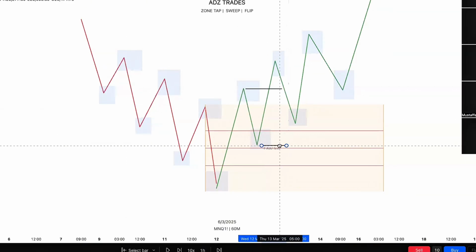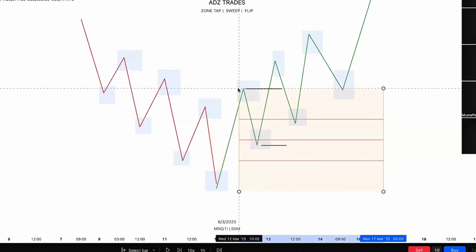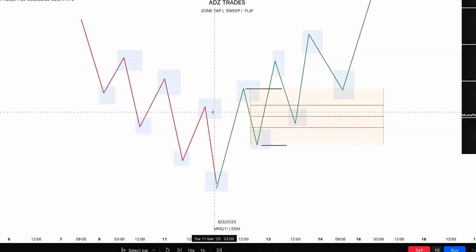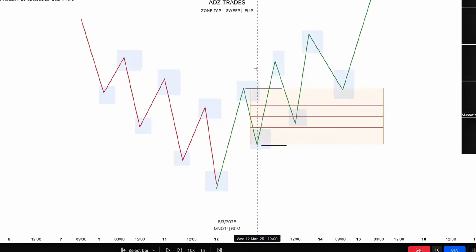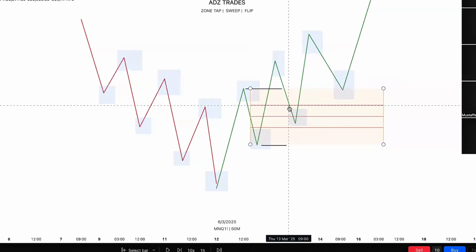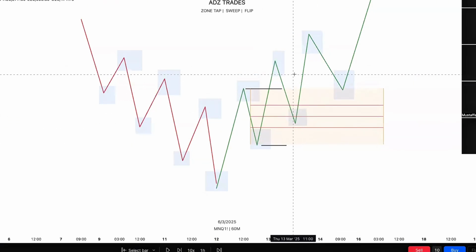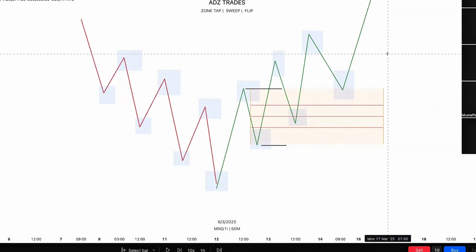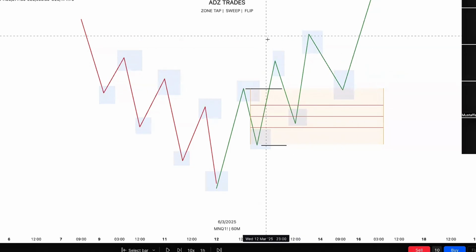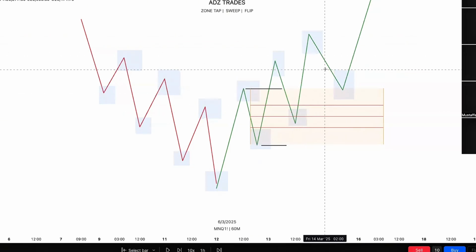And then again, when we break structure, we have a protected low here. So what does price do? Price comes into your zone. You only take the trade when price comes into your zone. Only here I'm looking for confirmation. If it rips up, it is what it is. I'll wait till I get a new zone. As we can see, it comes into the zone, respects it, and moves higher.